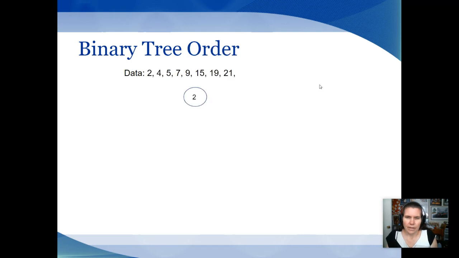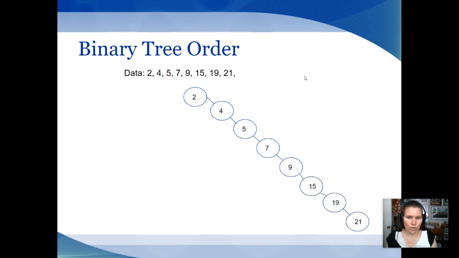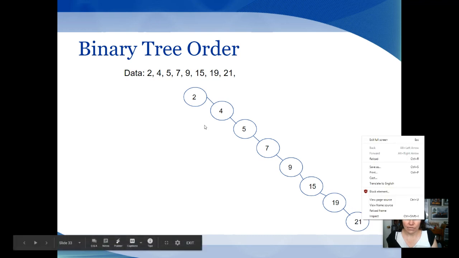Okay, so the next thing we're going to show you is just a demonstration of the order of binary trees. Suppose I'm creating this binary tree, and that means 2 is the very first item into the tree, and it gets placed at the root of the tree. Then we're going to add a 4 in, and 4 is larger than 2, so it's going to go to the right. Then we're going to add a 5 in, and it's going to go to the right.